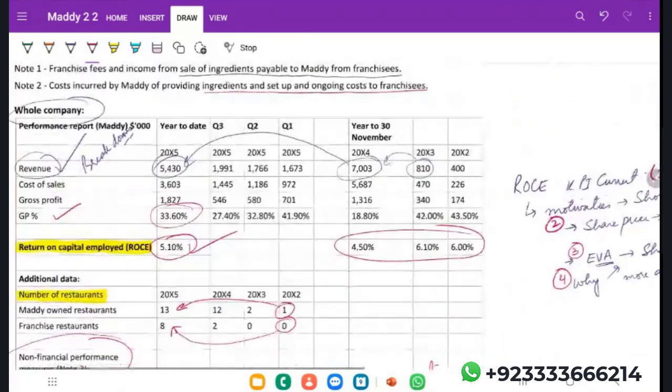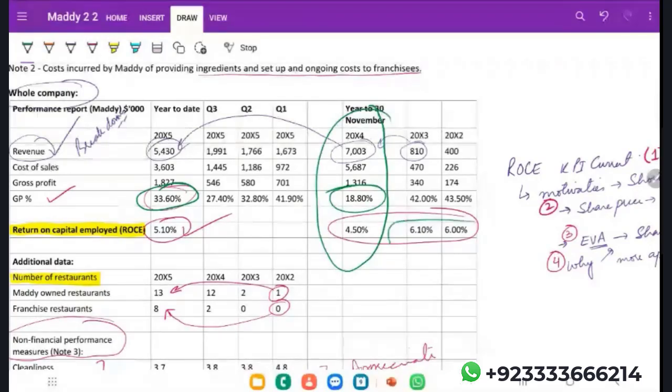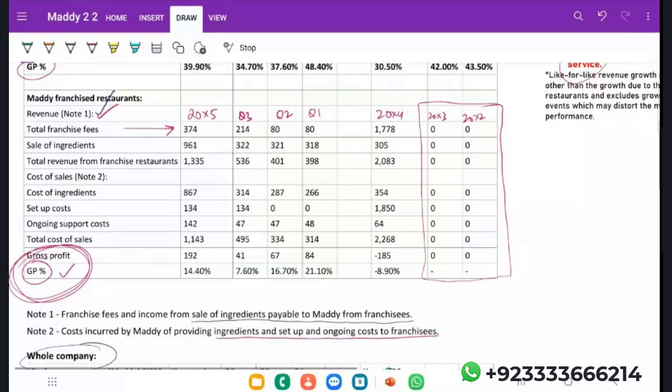Then the most important thing is that in 2004, let me try to change the color of my markup. In 2004, the figures were a bit scary because you had a gross profit of 43%, 42%, and 33.6%. But what happened in 2004? The ROC was good, but what happened in 2004? Right. So 2004 seems to be an outlier. And if you see here, your franchise restaurant income has a negative gross profit, which is quite scary. Total cost of sale. So this is something which the company must look at. Why this happened.